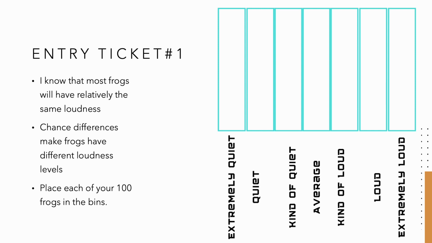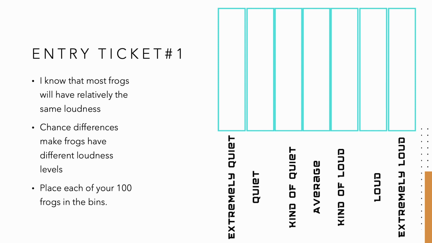So back to the lecture. Deep down, I know two things. Frogs will be relatively the same loudness, and there are individual differences that make some frogs different than others. Now, to put this in words of chance, I know that most frogs will have relatively the same loudness, but chance differences make some frogs louder or quieter than others.